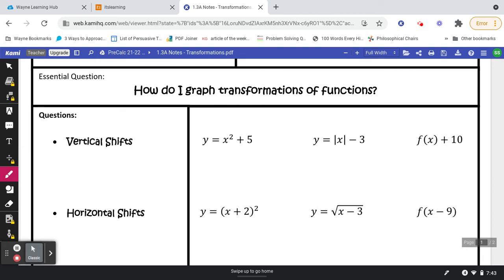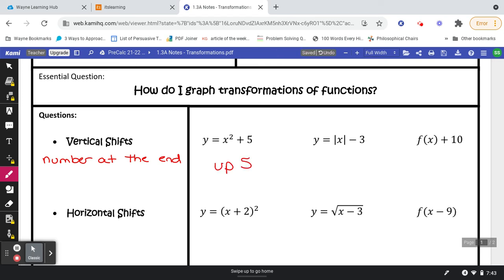First of all, there's a vertical shift. That's when you would move the graph up or down. And you can tell that that's happening because there will be a number at the end of the problem. For example, this plus 5 means the graph would shift up 5.